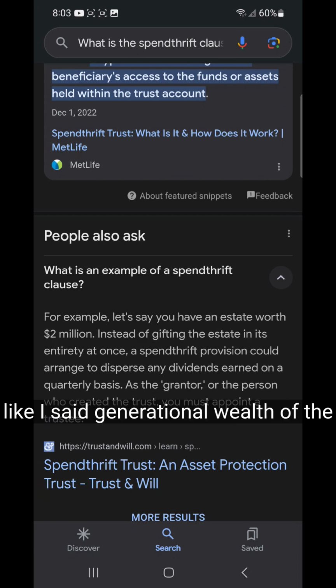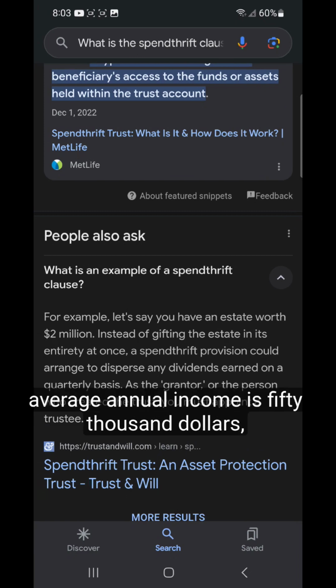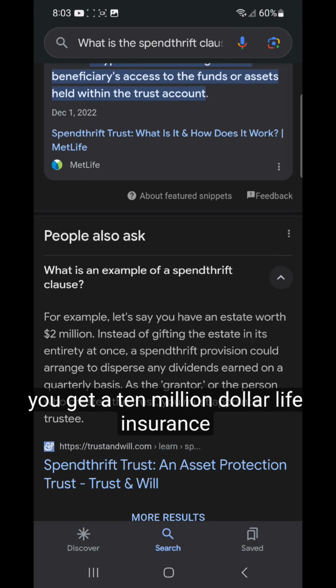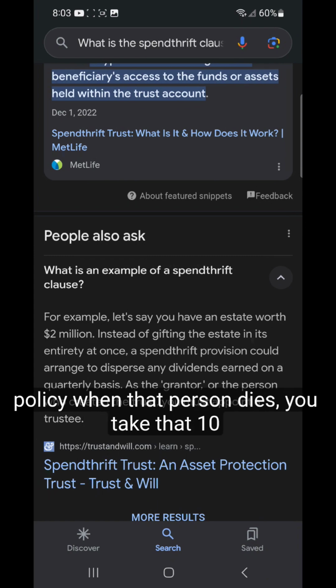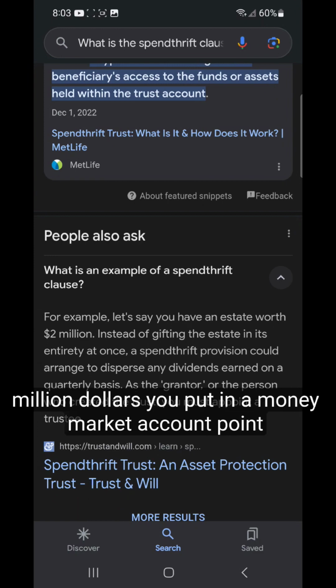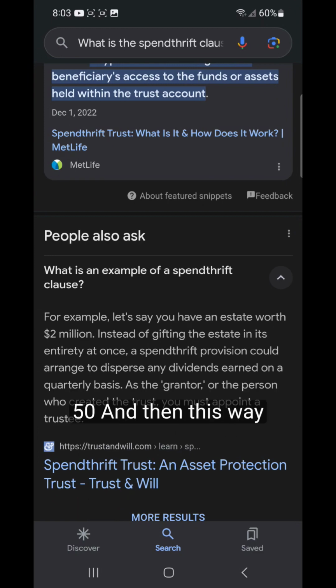So, again, like I said, generational wealth. If the average annual income is $50,000, you get a $10 million life insurance policy. When that person dies, you take that $10 million, you put it in a money market account. 0.5% of $10 million is $50,000. This way, your family lives off of $50,000 for eternity.